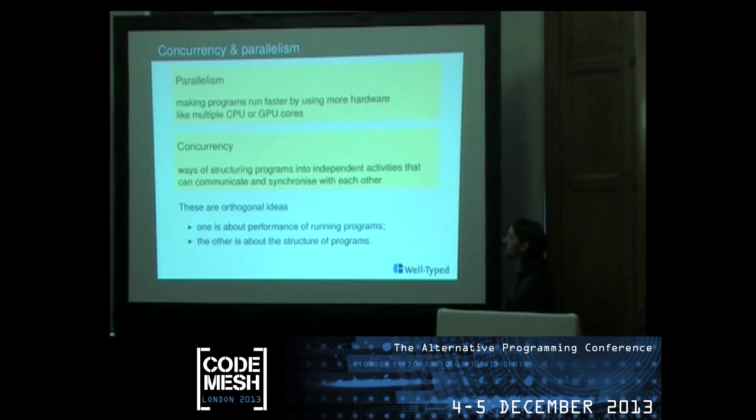So I've said parallelism is about making programs run faster, and concurrency is ways of structuring our programs into these multiple activities. And these are really orthogonal things. They're related, but they're orthogonal ideas. So one is about performance, and the other is about how we write the program, the structure of the program.